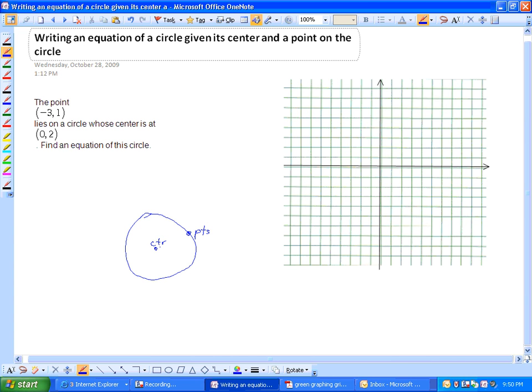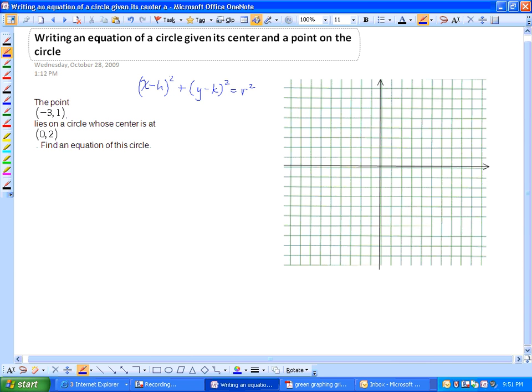Because if you have the center and a point, you can solve for the radius. And if you know the radius and the center, you can write the equation. So basically, we're going to try to write this in standard form, which is (x minus h) squared plus (y minus k) squared equals r squared. And in order to do that, we can go one of three ways with the information we've been given. Let's graph these points first, and then we can look at our options.